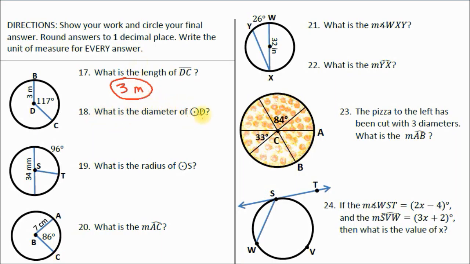What is the diameter of circle D? Well, if we know the radius is 3 meters, then we know the diameter is going to be 2 times 3. So the diameter is going to be 6 meters.